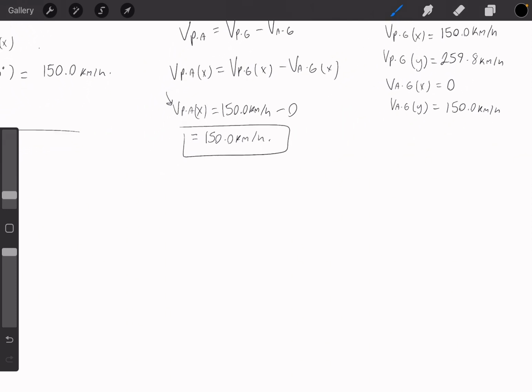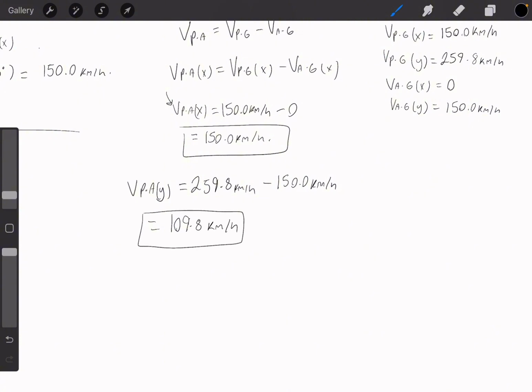We'll do the same thing for y. So VPAY is equal to 259.8 kilometers an hour minus 150.0 kilometers an hour. That's going to give us a value of 109.8 kilometers an hour. Okay, perfect.